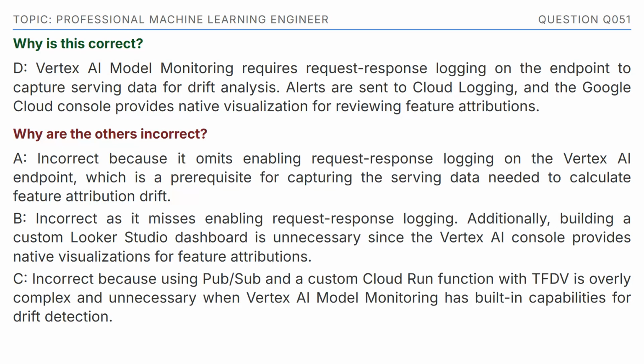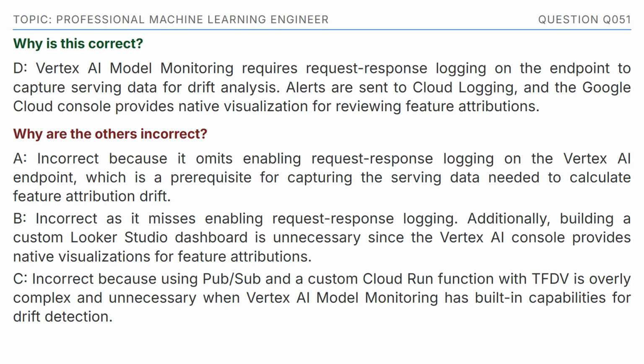Why is this correct? D. Vertex AI model monitoring requires request-response logging on the endpoint to capture serving data for drift analysis. Alerts are sent to Cloud Logging, and the Google Cloud Console provides native visualization for reviewing feature attributions.